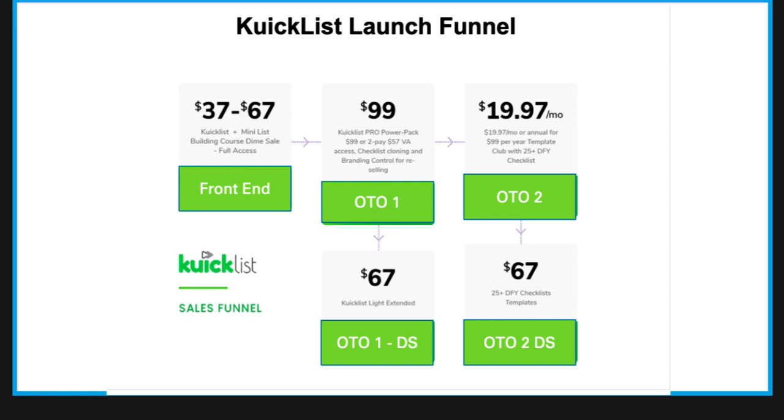And then you've got the actual template club, which is kind of up to you. You get another 25 plus done for you checklists every single month. And it will start off as $19 a month if you want an ongoing 25 checklists, or you can actually have a downsell of $67 where it's 25 done for you checklists already in the system for you. So that's the actual launch funnel, guys.